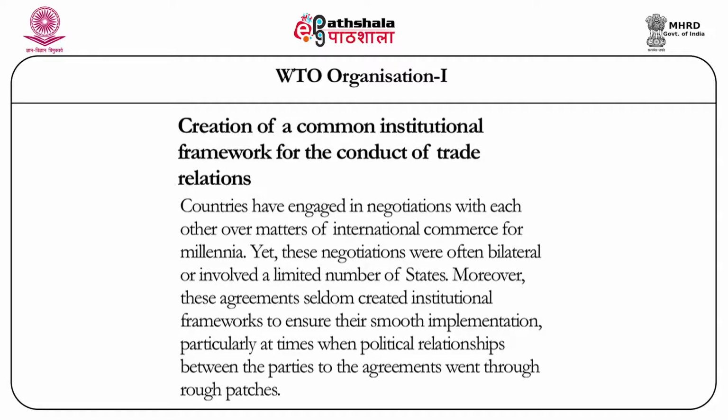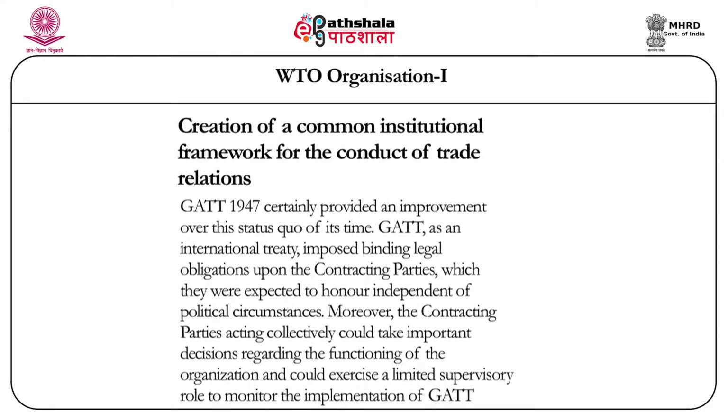Countries have engaged in negotiation with each other over matters of international commerce for millennia. Yet, these negotiations were often bilateral or involved a limited number of states. Moreover, these agreements seldom created institutional frameworks to ensure their smooth implementation, particularly at times when political relationships between the parties to the agreements went through rough patches. The GATT 1947 certainly provided an improvement over the status quo of its time.